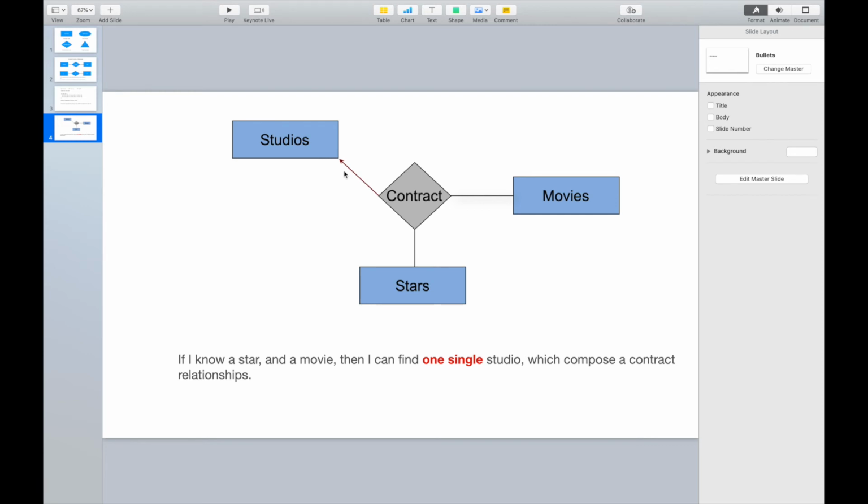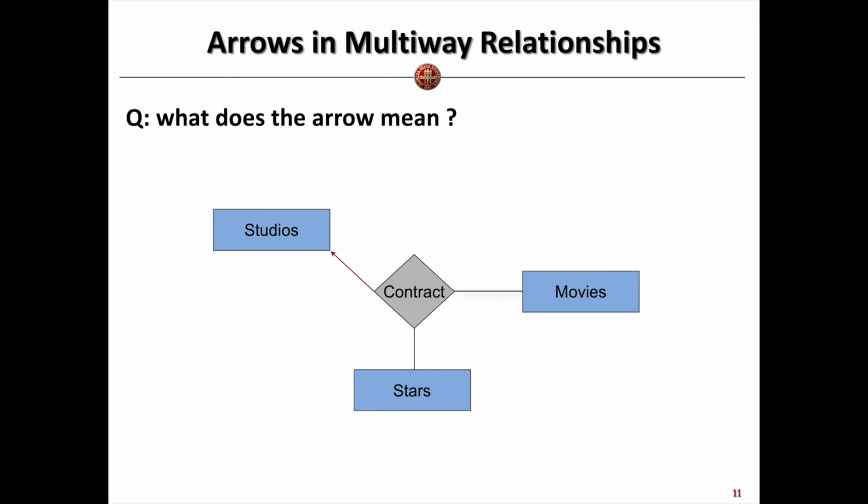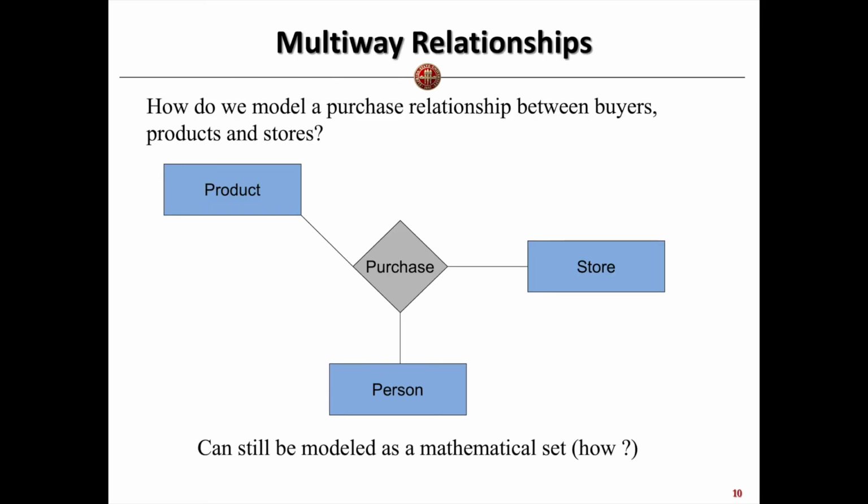Okay, then let's come back to the example we had in the previous page for the purchase, right? So a person purchases a product from a store. Do we need to add any arrows to the line that's shown here? Someone probably says we can add arrows to the product. If so, it means given a person and a store, we can find one single product that the person purchased from the store. Maybe it's not true because the person can buy multiple products from the store, right? So probably we cannot add it to the product.